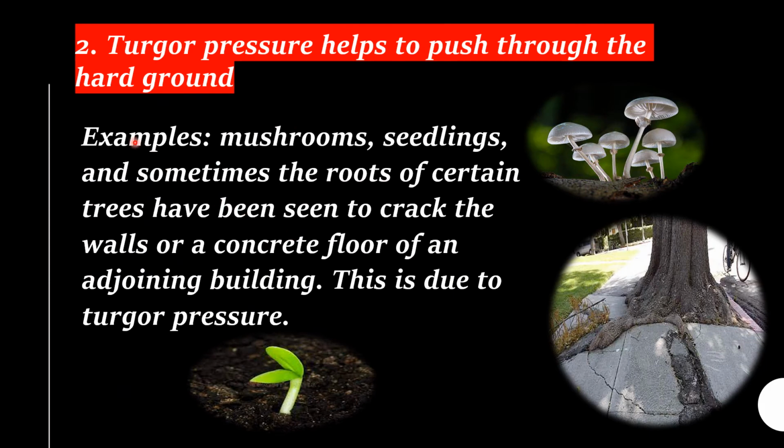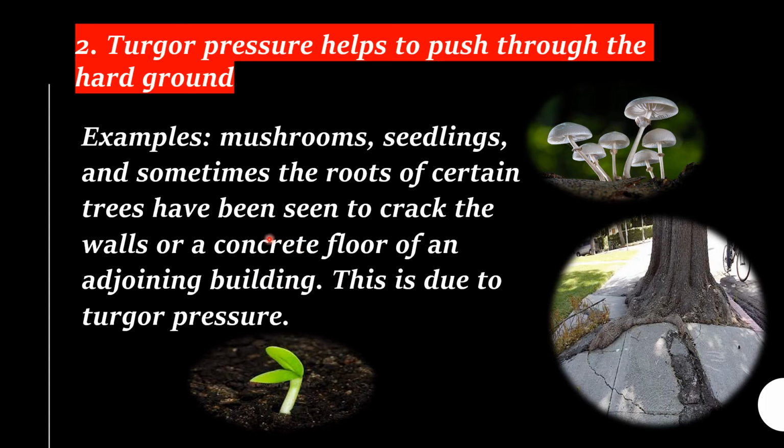Another use of turgidity, that is, turgor pressure, is that it helps to push through the hard ground. Examples: mushrooms, seedlings, and sometimes the roots of certain trees have been seen to crack the walls or a concrete floor of an adjoining building. What is the reason for that? This is due to turgor pressure.